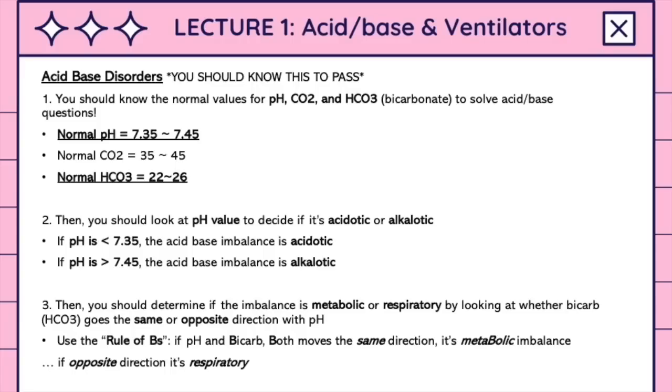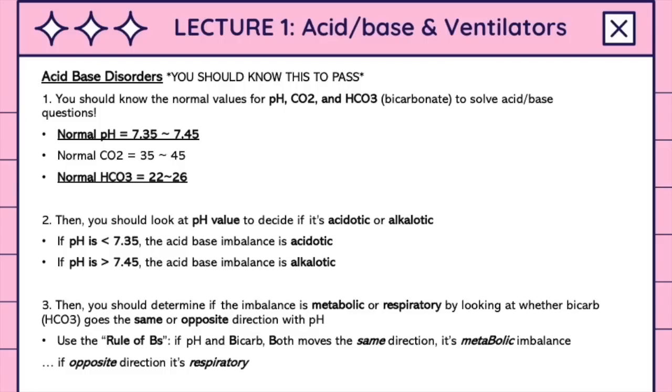They will give you an arterial blood gas with 8 values in it. How many do you look at? They'll give you 8 values. How many do you look at? 2. Which 2? pH and the bicarb. That's what the rule says. Just look at the pH, look at the bicarb. Then look to see what direction they're going.